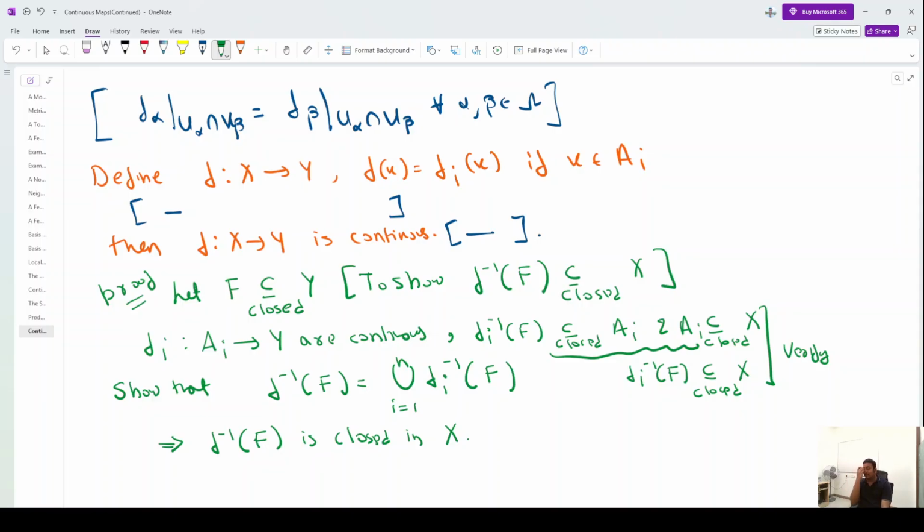So what will happen in the open set case? You will see this will be some union over, I'll take a capital Lambda, and the rest everything will follow similarly. The closed thing will be replaced by the open thing, and we know an arbitrary union of open sets is open, right?